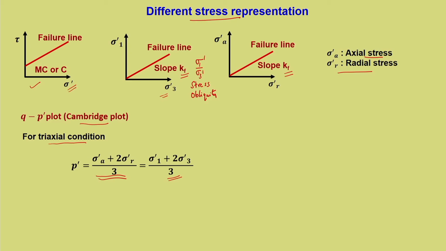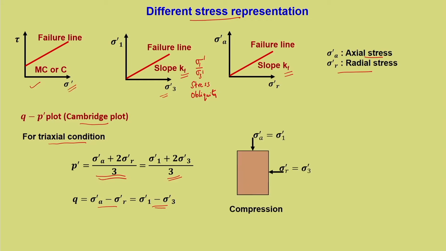So, the triaxial condition: we have already seen what it is, so I will not discuss that. p dash is sigma A dash plus 2 sigma R dash by 3, because of all-round stresses, so sigma 2 dash equals sigma 3 dash, and the all-round stress is the same. q is equal to sigma A dash minus sigma R dash, or sigma 1 dash minus sigma 3 dash. This may change depending upon conditions, which is why we will confine to axial and radial. Here, in compression, you will see that sigma A dash, the axial stress, is equal to sigma 1 dash, and sigma R dash is equal to sigma 3 dash.